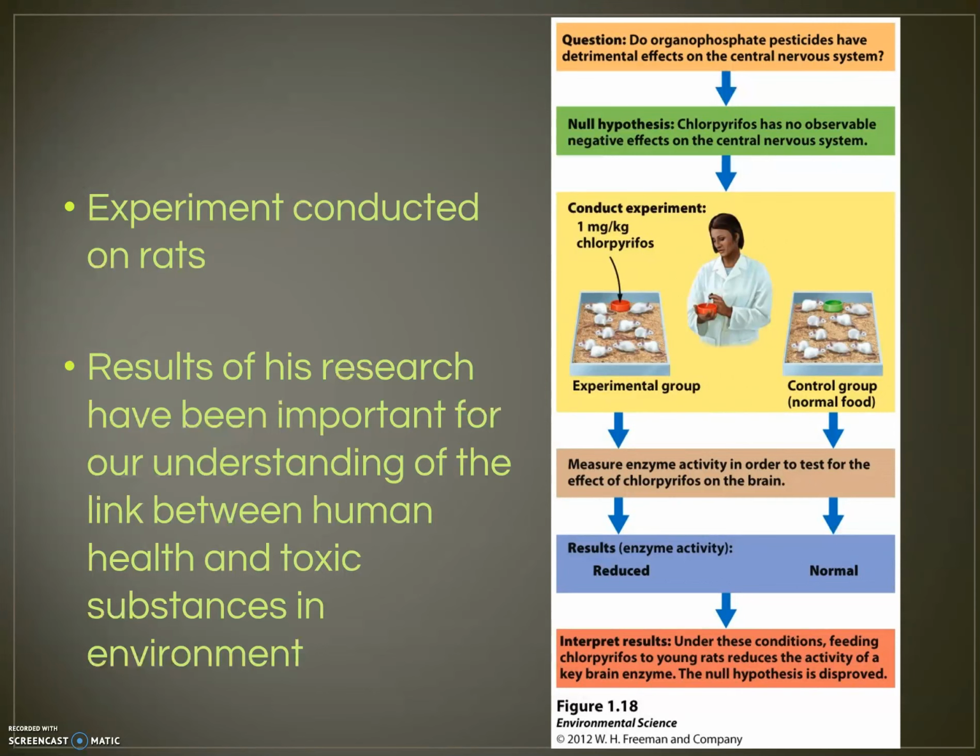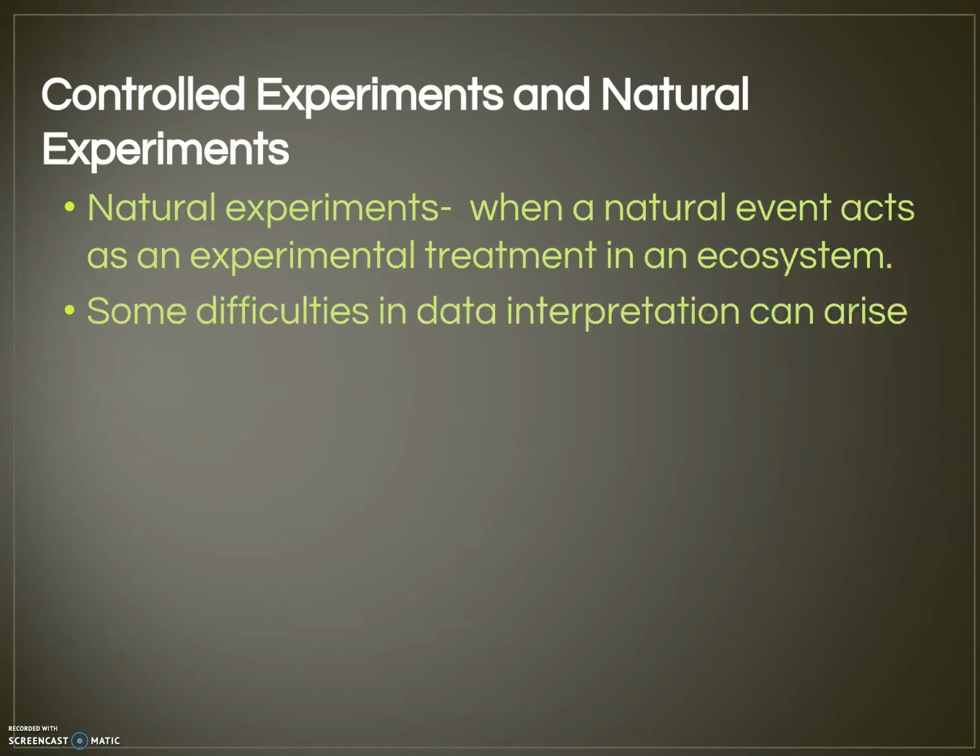One group of rats was just given normal food, and the other group of rats was given food that had the organophosphate pesticide on it. And then they could measure the enzyme activity to see if there was an impact on those rats. It was controlled because we had a control group and we had an experimental group, and we knew what the variable was.